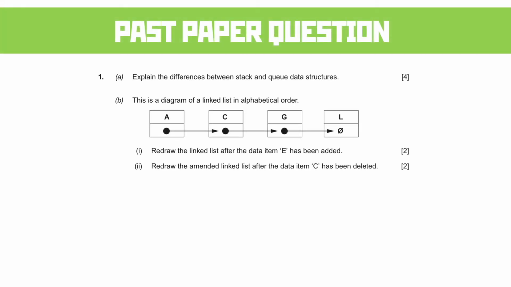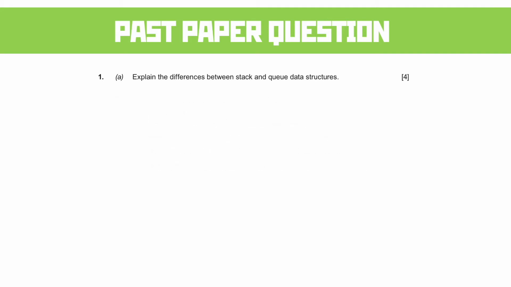Past paper questions. Question one here is mainly a linked list question, but we start off by asking for a four marker to explain the difference between a stack and a queue. Now there are obvious key differences here, a mark for each principle plus one for the description.